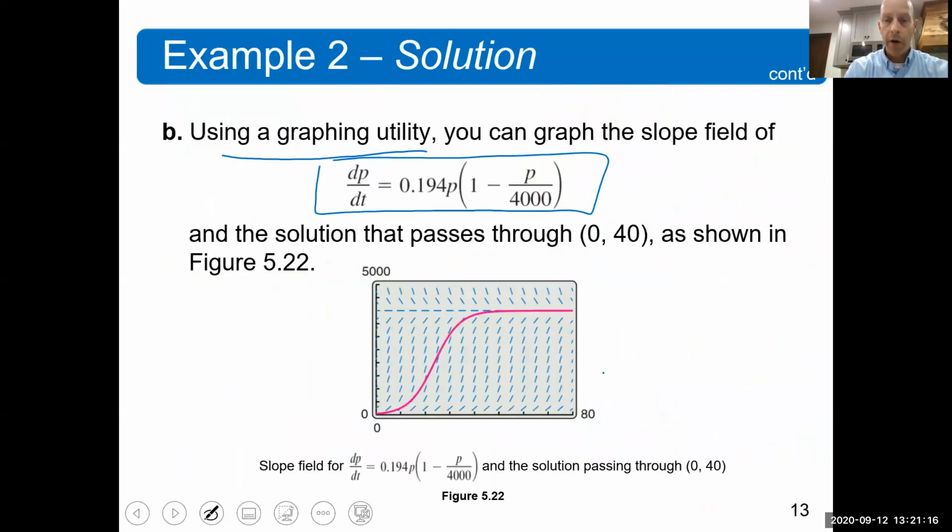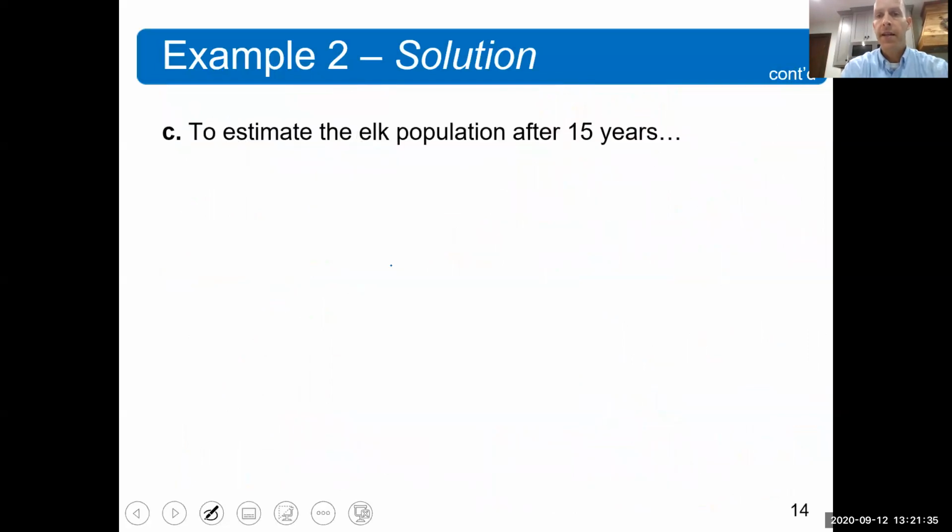Now this pink curve, that is the equation that I just said is the particular solution. So there's the graph of that. Notice that this is going from 0 to 80 for the t values and 0 to 5,000 for the y values. Question C says to estimate the elk after 15 years.